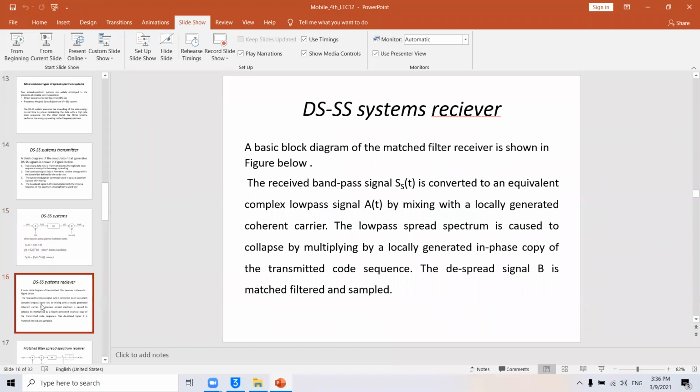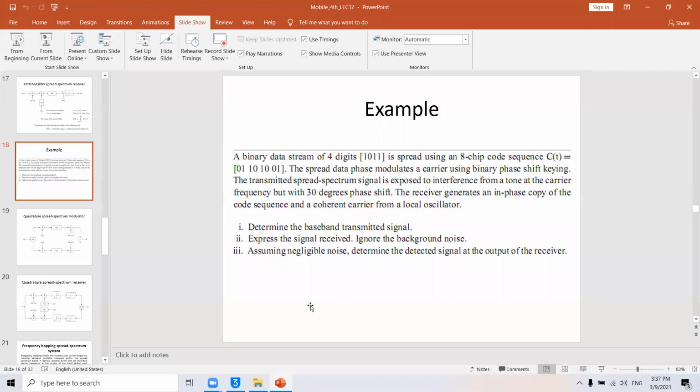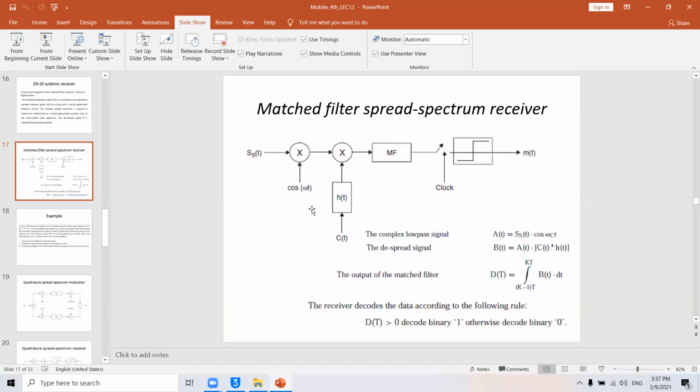Now, to receive the direct sequence spread spectrum signal, we need a receiver. Of course, the most important stage in the receiver will be the coherent carrier stage. What do you mean by the word coherent? Coherent means that in the receiver we generate locally a cosine signal which has the same frequency and the same phase as the incoming signal. Then it will be multiplied by c of t to recover the original signal, followed by matched filtering and then the threshold circuit.